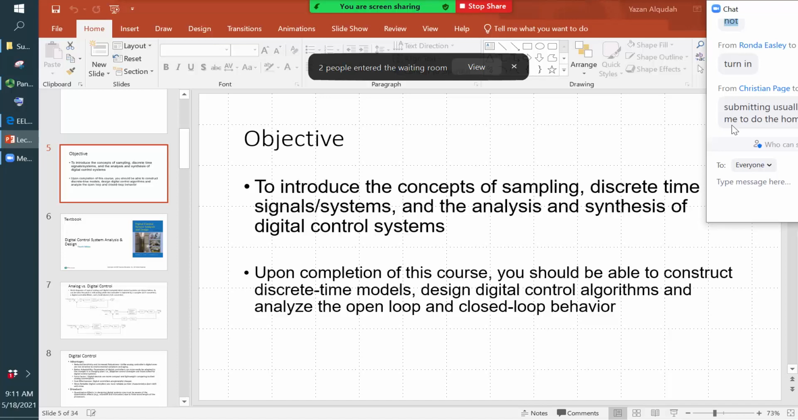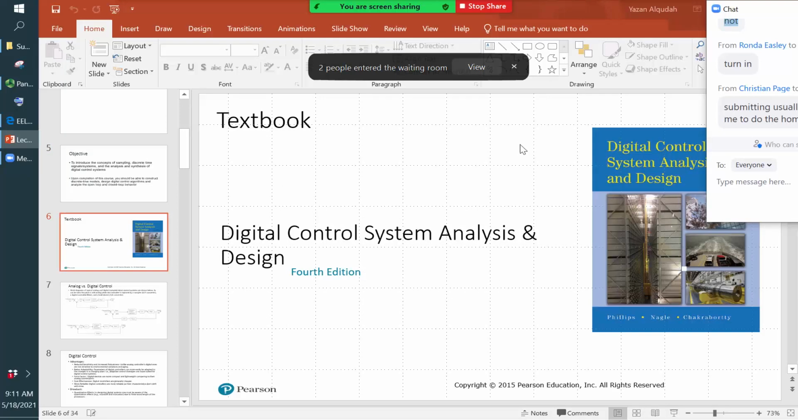So our objective in this course is to review and study the concept of sampling, discrete time signals, and the analysis and synthesis of digital control systems. Upon completion of this course, you should be able to construct discrete time models of systems. You should be able to design a digital controller, and you should be able to analyze and study open loop and closed loop systems and their behavior.